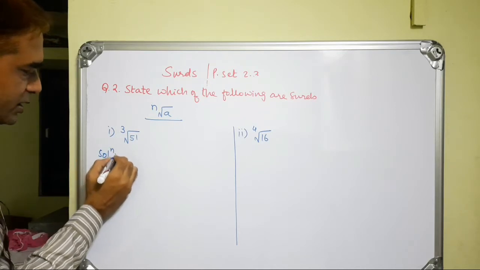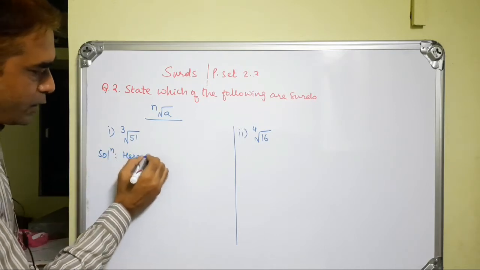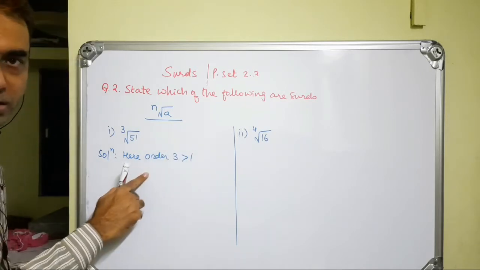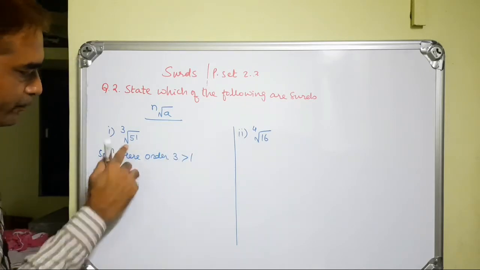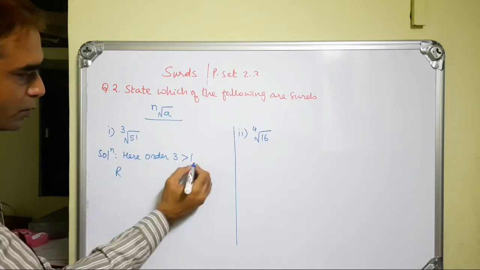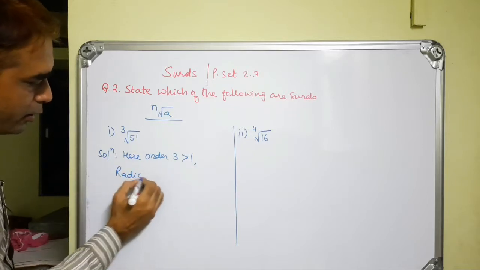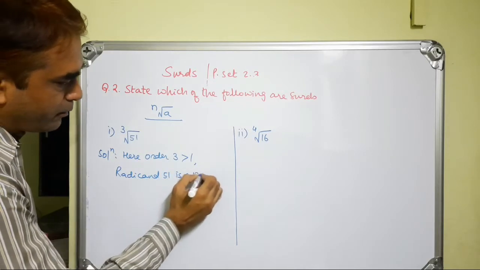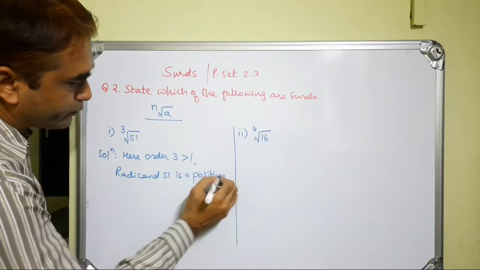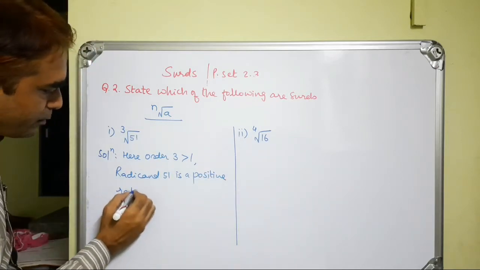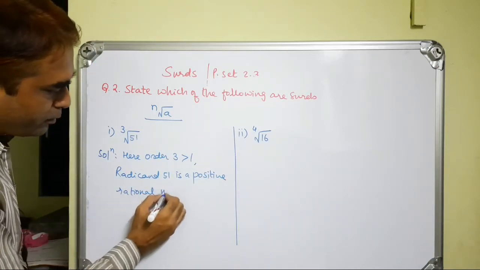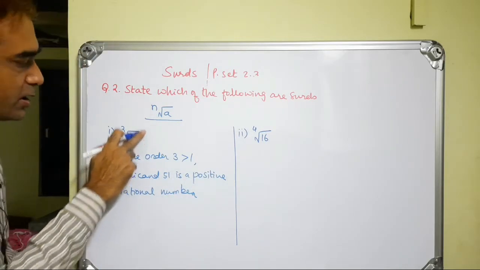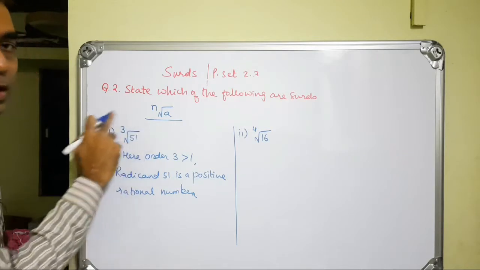Solution. Here order 3 is greater than 1. First condition is satisfied. Second condition, radicand 51 is a positive rational number. Second condition is also satisfied, and the third condition is the value of this number.